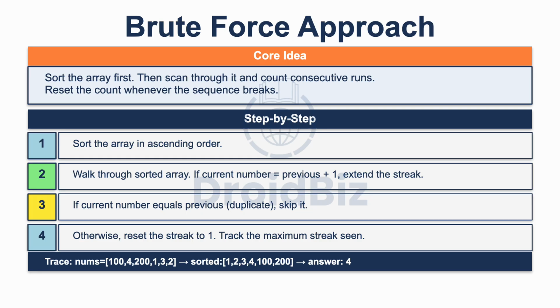Let us trace through our example. We start with nums equals 100, 4, 200, 1, 3, 2. After sorting, we get 1, 2, 3, 4, 100, 200. Walking through, 1 to 2 is consecutive, 2 to 3 is consecutive, 3 to 4 is consecutive, streak is 4. Then 4 to 100 breaks the streak. Final answer is 4. Simple and correct, but we will see why it is not fast enough.